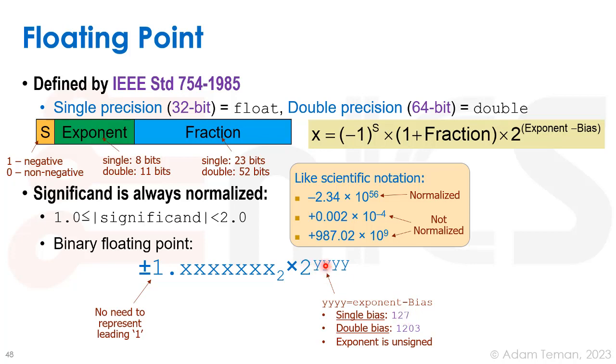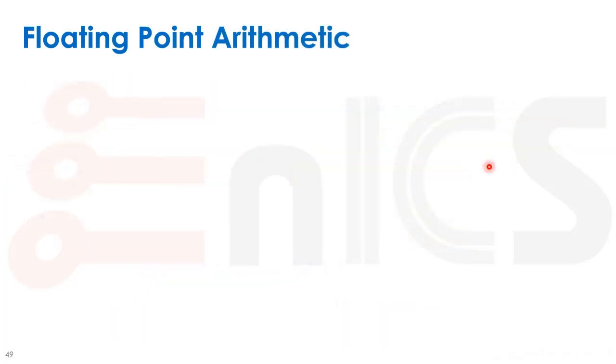So to get 2 to the power of 0, we would actually write 127 here, or in double precision, we would write 1023. To figure out what the exponent is, we take whatever this value is and subtract the bias from it. And that's how we figure out the exponent. Okay, so that is how floating point representation is done in computers. And now let's see how arithmetic is done.